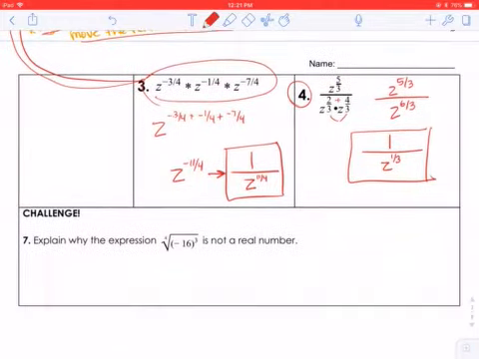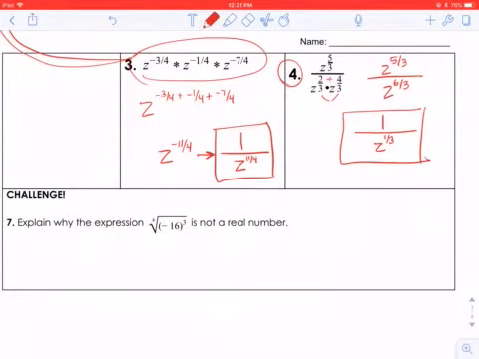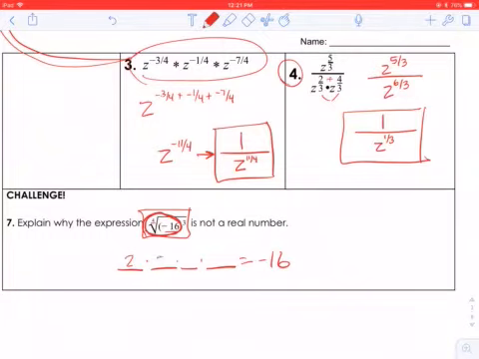Okay. See number 7 here. Not sure why it's number 7, but I'm going to think about it. It says, explain why the expression, this thing, is not a real number. So I'm looking for a number. If I do this part first, I'm looking for 4 of them that would multiply to get negative 16. So number times a number times a number times a number should give me negative 16. So you might think, well, what about 2? So 2 times 2 times 2 times 2 gives you positive 16. So that's not going to work.